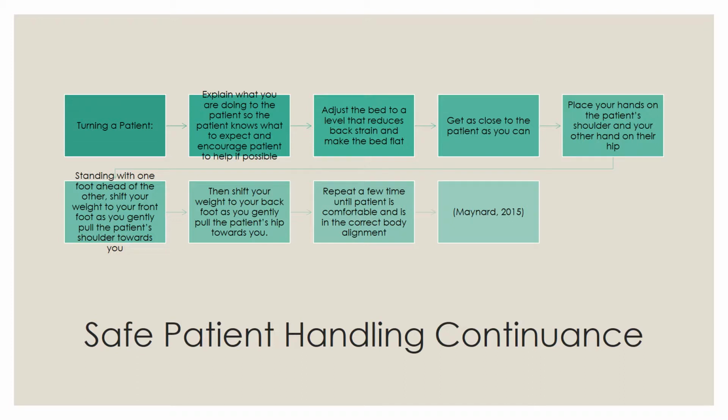Place one hand on the patient's shoulder and the other hand on their hip. Standing with one foot ahead of the other, shift your weight to your front foot as you gently pull the patient's shoulder towards you. Then shift your weight to your back foot as you gently pull the patient's hip towards you. Repeat a few times until the patient is comfortable and is in the correct body alignment.